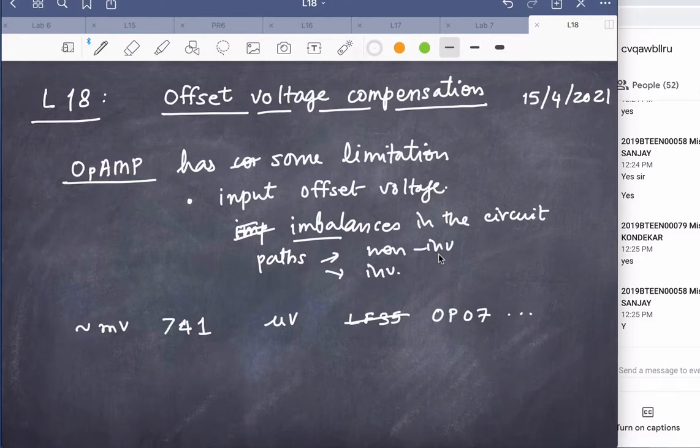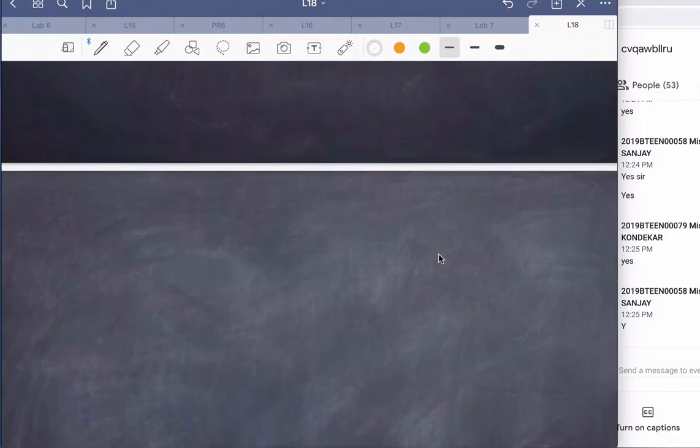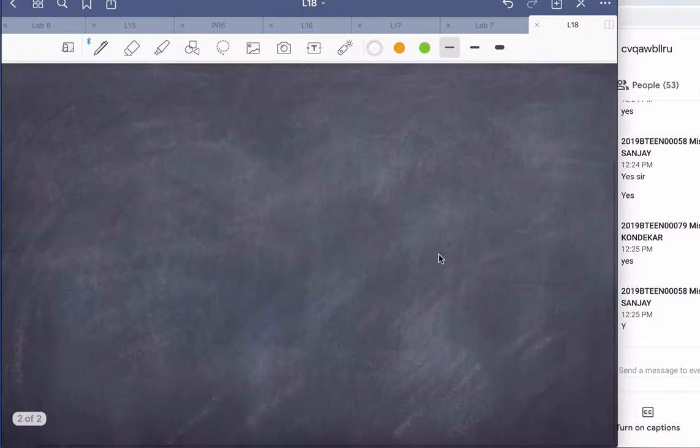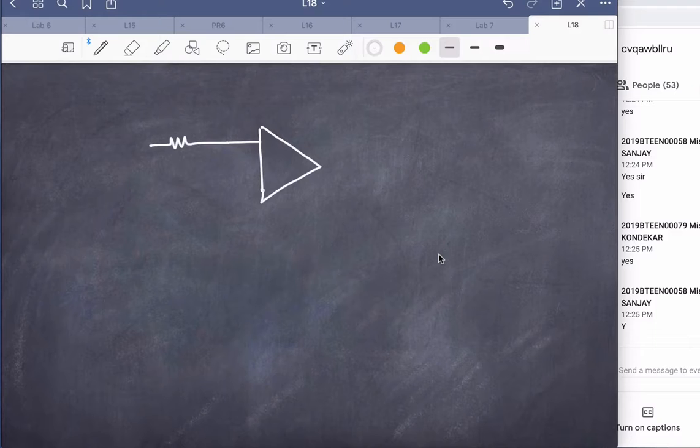But sometimes we need to nullify the effect of this input offset voltage. Its effect on the output needs to be nullified. So how to do that? The best option is a circuit. Suppose I have a circuit like inverting amplifier, and this is V out.